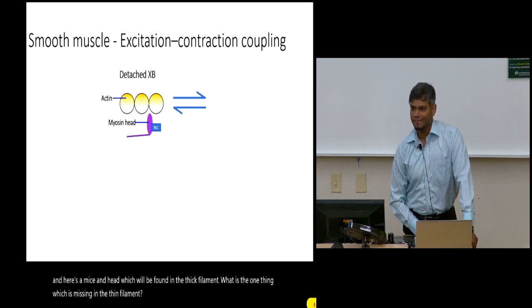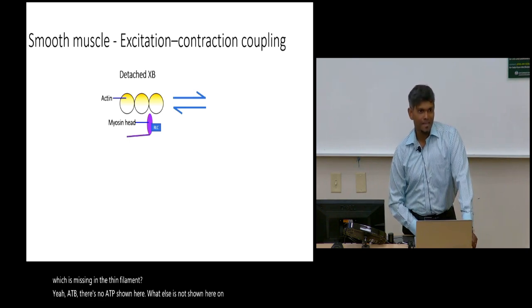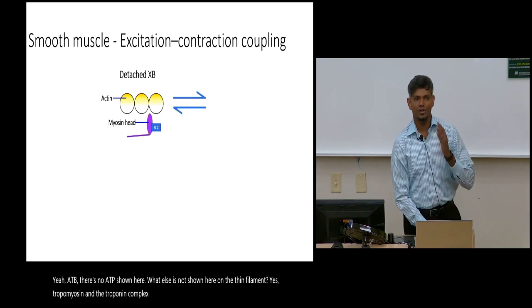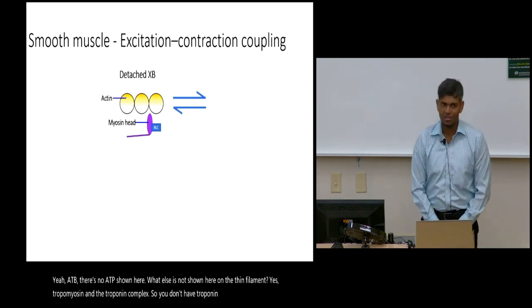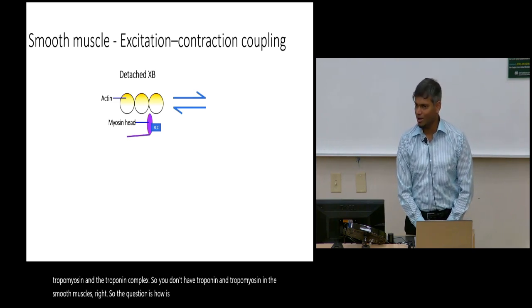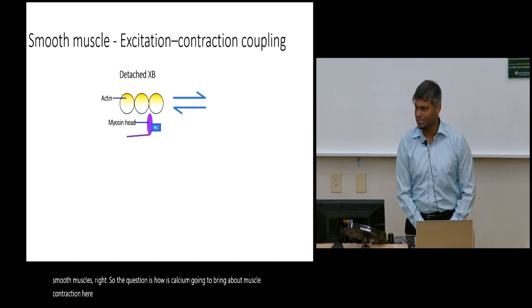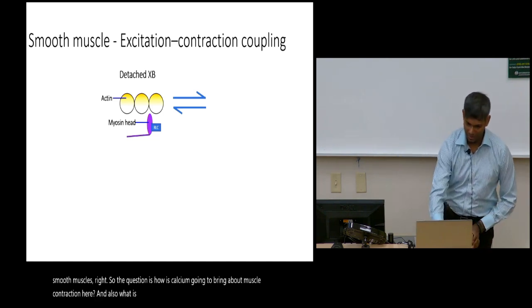Yes? There's no ATP shown here. What else is not shown here on the thin filament? Yes? Tropomyosin and the troponin complex. So you don't have troponin and tropomyosin in the smooth muscles, right? So the question is, how is calcium going to bring about muscle contraction here, and also what is regulating the interaction between the myosin head and actin?